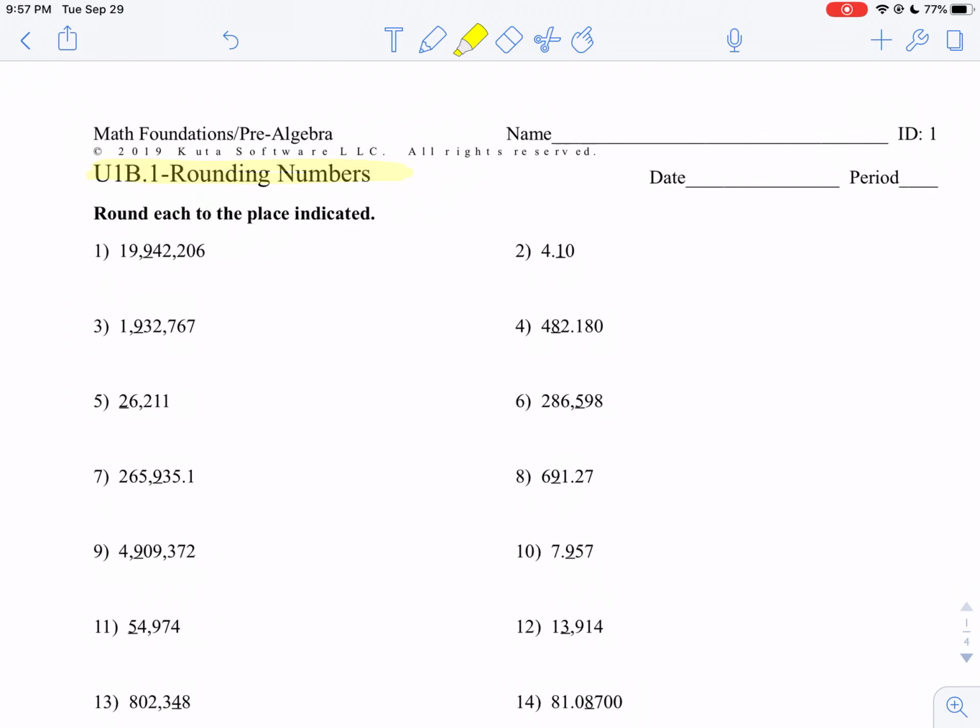All right, class. This week we are working on rounding numbers, and so we are going to show you how to round numbers. When you want to round a number, the first thing you want to do is find the decimal point.